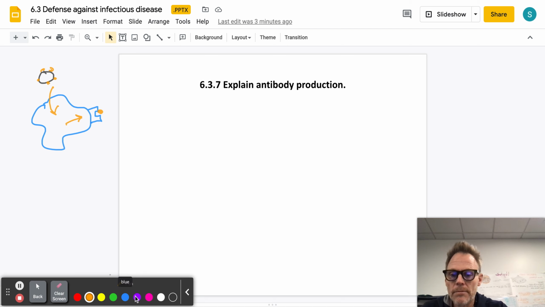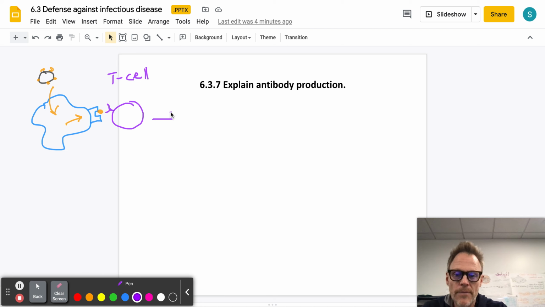So the first player, if we want to think of it that way, is a type of lymphocyte. So remember, we talked, there's two groups, there's leukocytes and lymphocytes. This lymphocyte is called a T cell. So the T cell will come over and it will recognize this antigen. They communicate with each other.